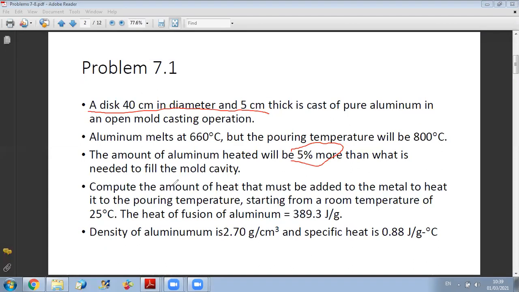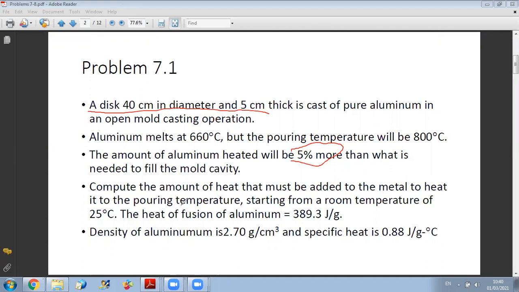Now, compute the amount of heat that must be added to the metal to heat it to the pouring temperature, starting from a room temperature of 25 degrees. The heat of fusion of aluminum is given to be 389.3 joule per gram. The density of aluminum is 2.7 gram per centimeter cube, and the specific heat is 0.88 joule per gram per degree.